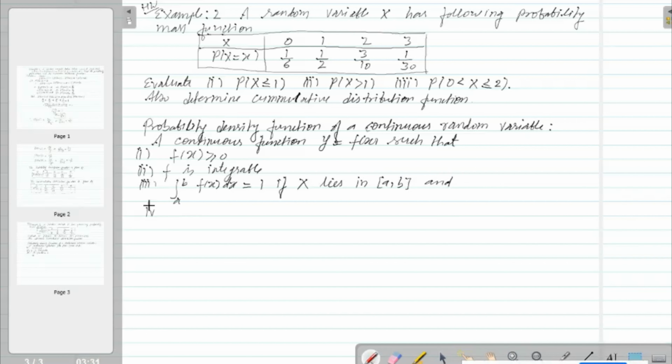The fourth condition is that the integration from limit alpha to beta of f of x dx is simply equal to the probability that x lies between alpha and beta, where a is less than alpha, which is less than beta, which is less than b. That means alpha and beta will lie within this interval. Such an f is called the probability density function.